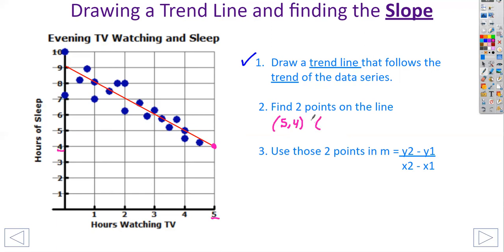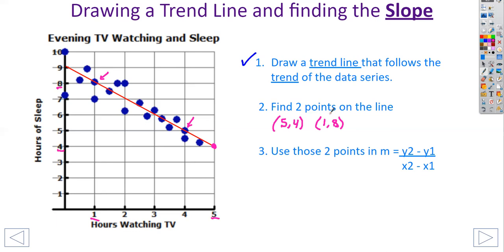I need to find one more coordinate on this line. I could use this dot right here because this is on the line. I could also use this dot right here if I wanted to. Let's use this top dot right here. And that coordinate is going to be 1, 8. Again, you can use any two coordinates on this line and you should get the same exact slope.